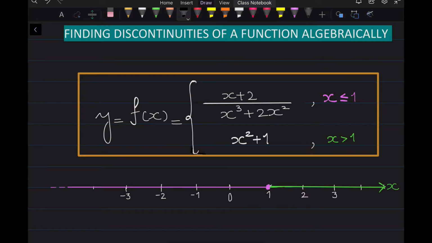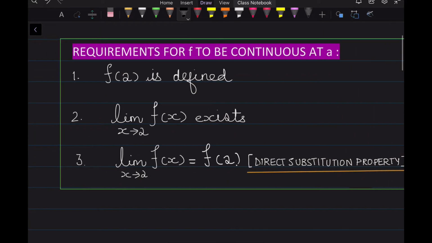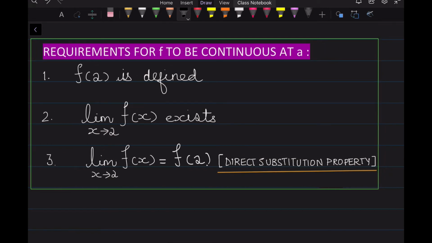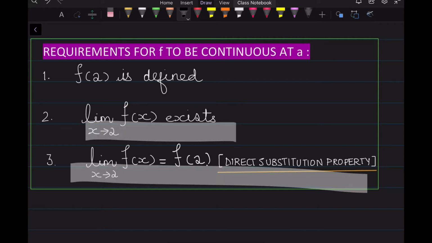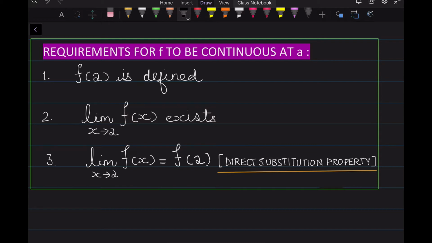If we remember the discussion from the previous lesson, we know that there are three requirements for a function to be continuous at a point a. A function should be defined at x is equal to a, that is, the point a should be in the domain of f. Then the limit of a function as x approaches a should exist. And lastly, the limit of a function as x approaches a should be equal to the value of f at x is equal to a. And this property is called the direct substitution property. So if any of these three conditions is missing for a function at x is equal to a, it cannot be continuous at x is equal to a.